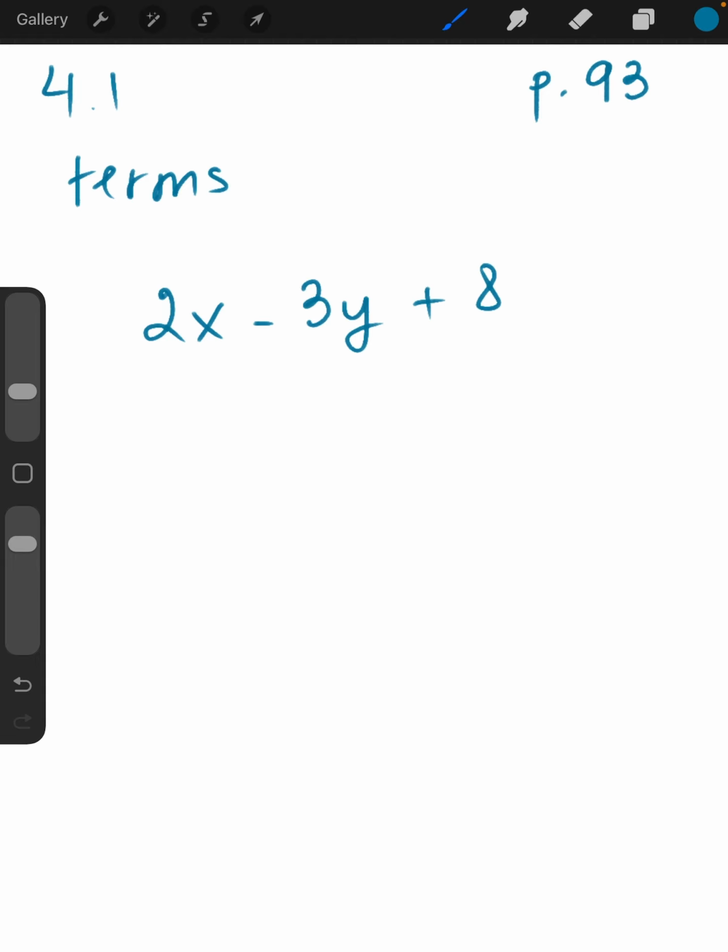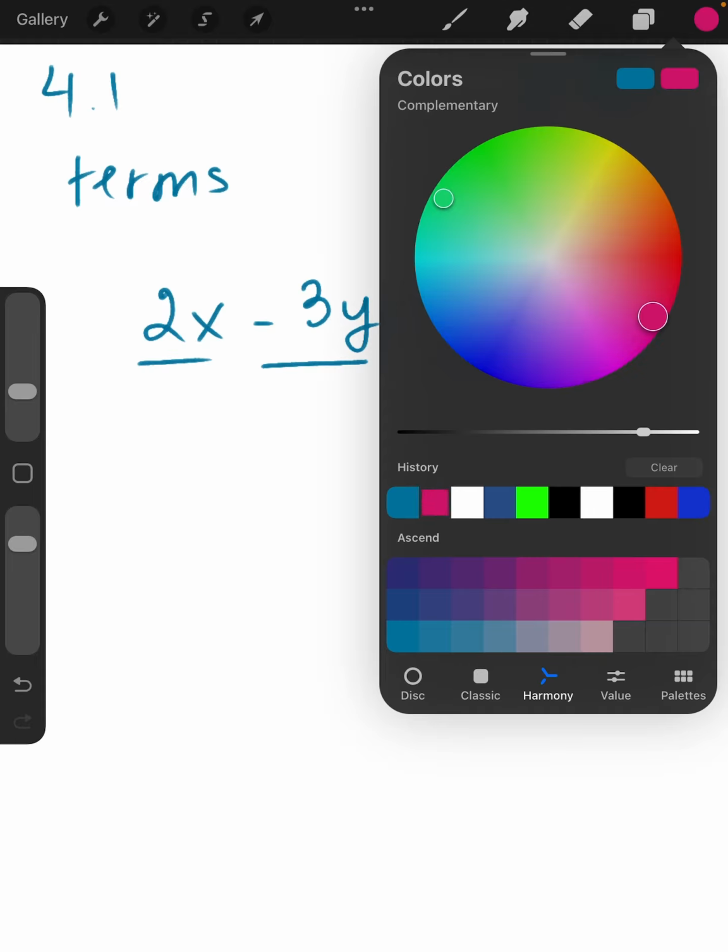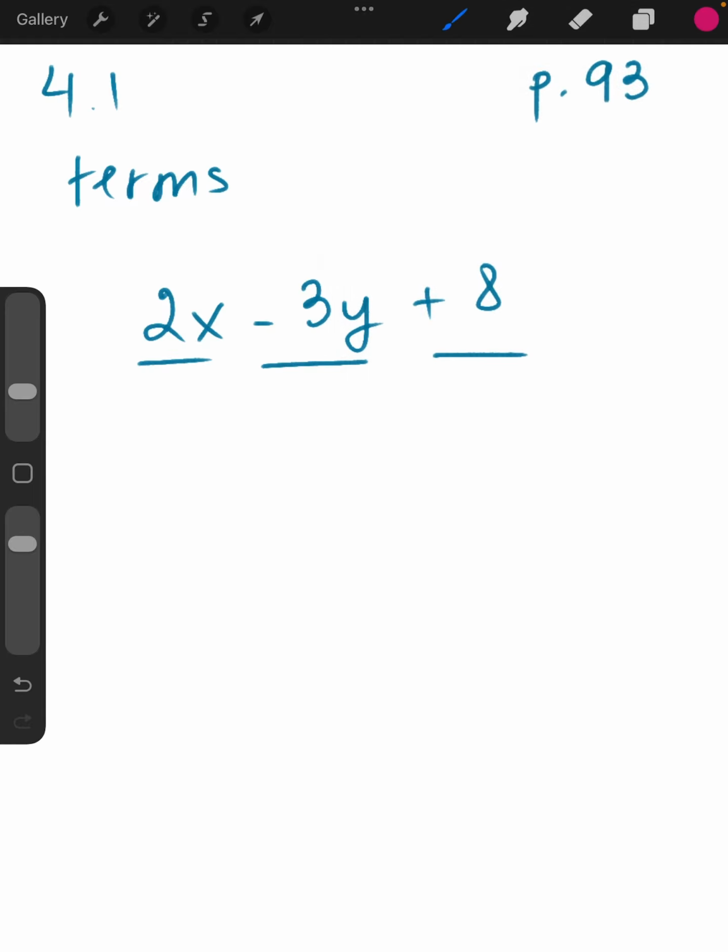So let's reread that sentence once more. In an algebraic expression, parts separated by plus or minus signs are called terms, right? Parts separated by plus or minus signs are called terms. According to this definition, we've got 3 terms in this algebraic expression, right? We've got 2x. Then what's the second one? Tell me you noticed it. Yep, negative 3y. Be very careful about the signs.